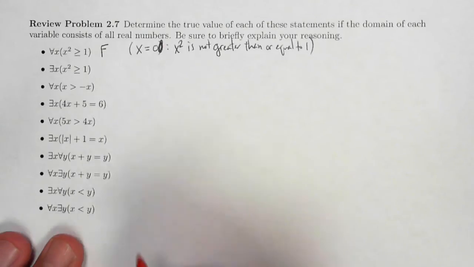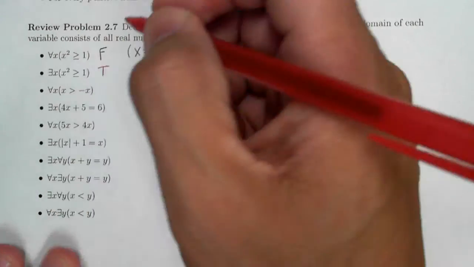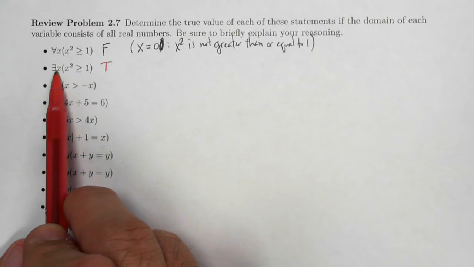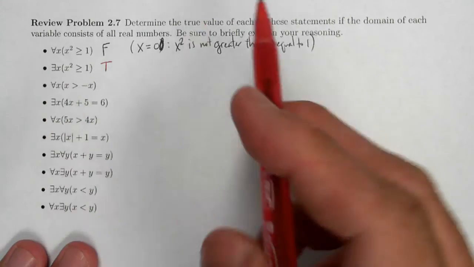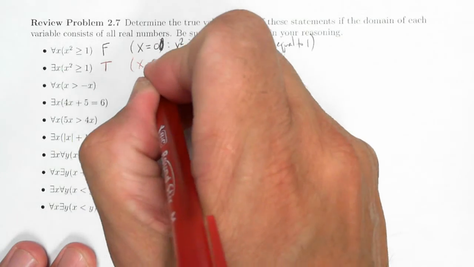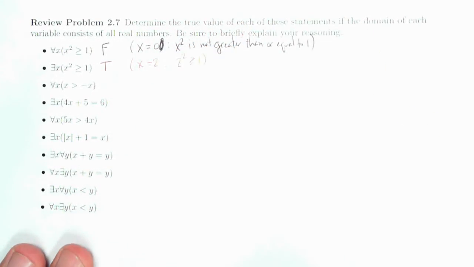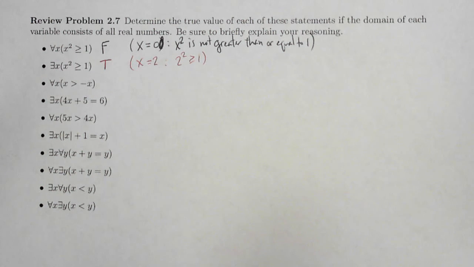The second one is true. Now this is true because I just simply need to find a value of x that works, which is simply saying there exists an x. So if I take, say, 2, then 2 squared is indeed greater than or equal to 1. And so there exists a value of x that works. However, it's not true that for every value of x it works.